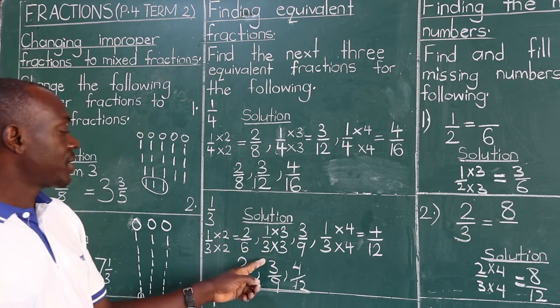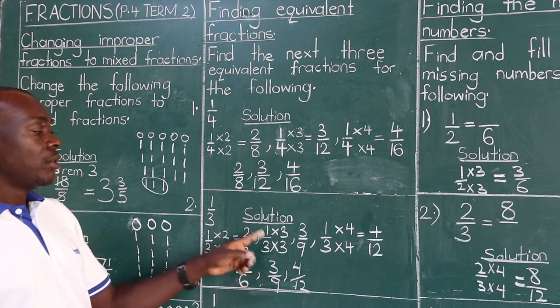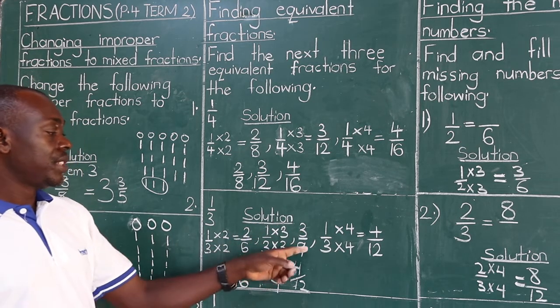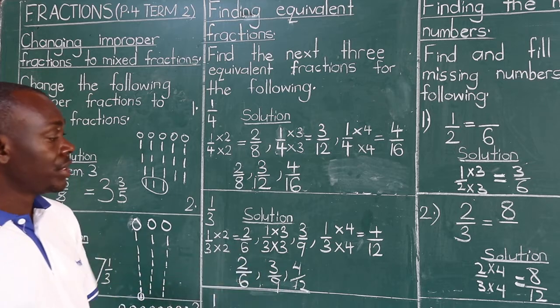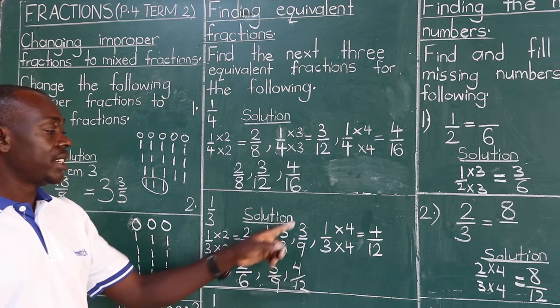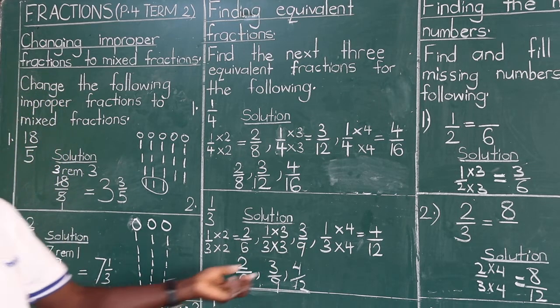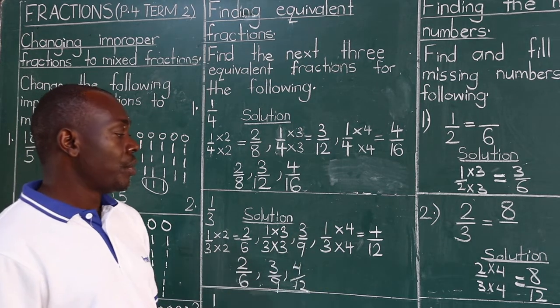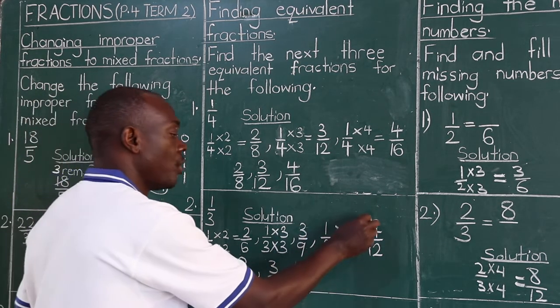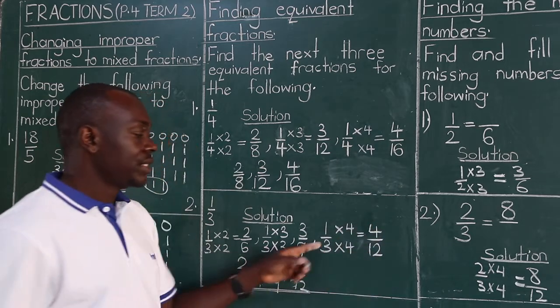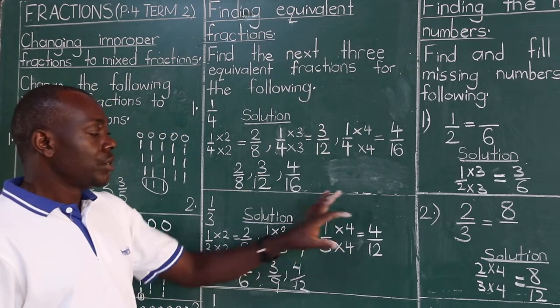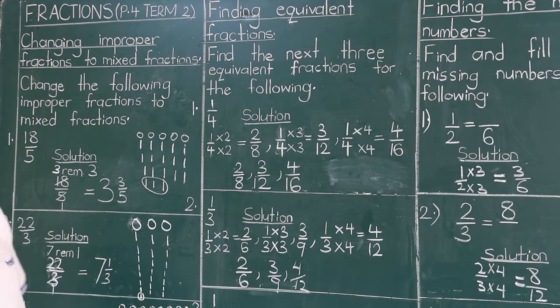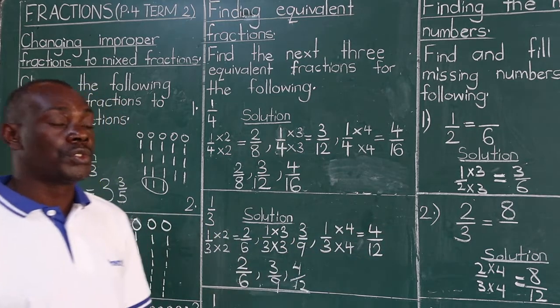Then you write one third, multiply by 3 by 3. 1 times 3 is 3, 3 times 3 is 9. So the second equivalent fraction to one third is 3 out of 9. Then for the third, you multiply by 4. 1 times 4 and 3 times 4. 1 times 4 is 4, and 3 times 4 is 12. So the next equivalent fraction to one third is 4 out of 12.